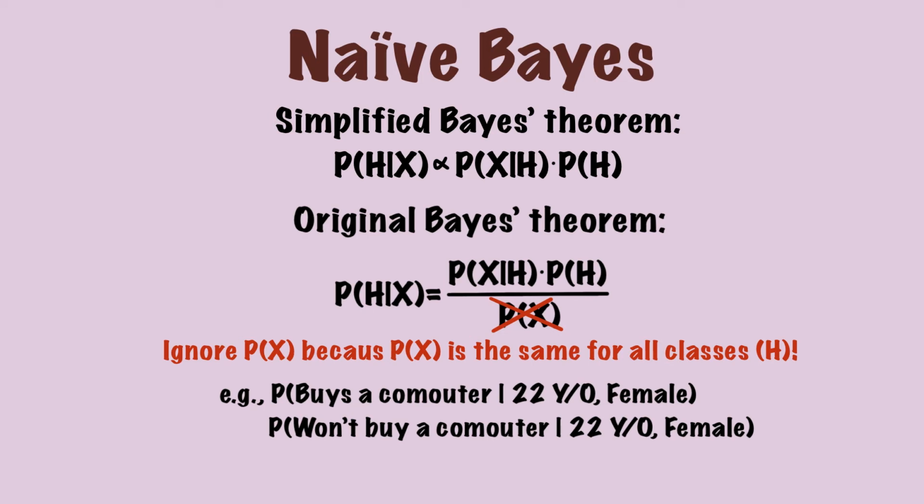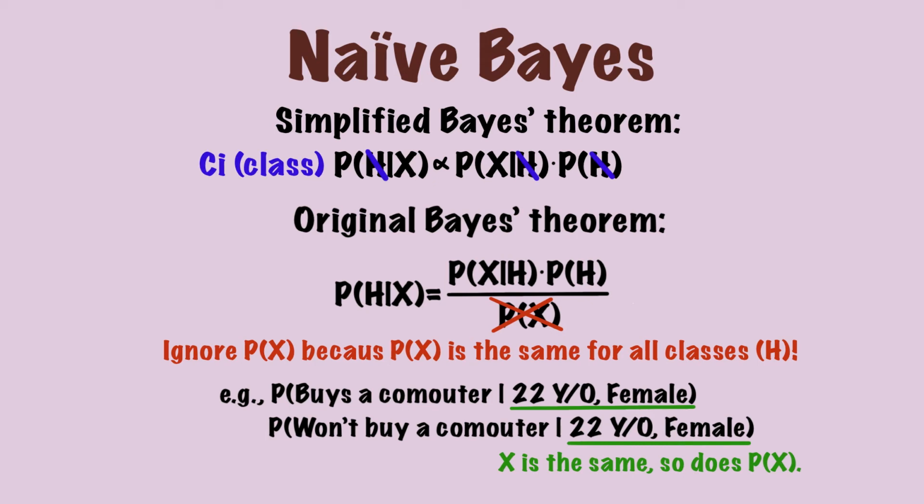For instance, if we want to predict whether a 22-year-old female will buy a computer, we need to calculate and compare these two probabilities through Bayes' theorem. However, the X, or the evidence, for these two probabilities is the same. X contains two characteristics, age and gender. Intuitively, the probability of X is also the same since X is the same, so we can ignore P(X) in the denominator.